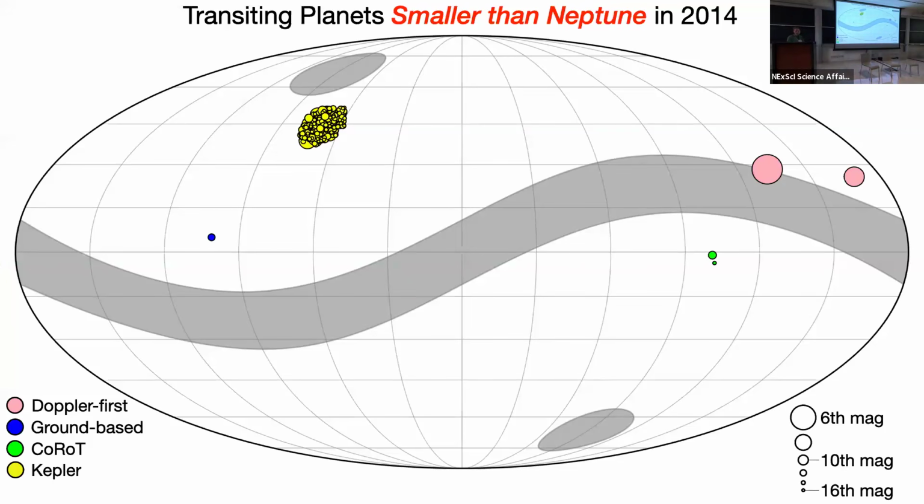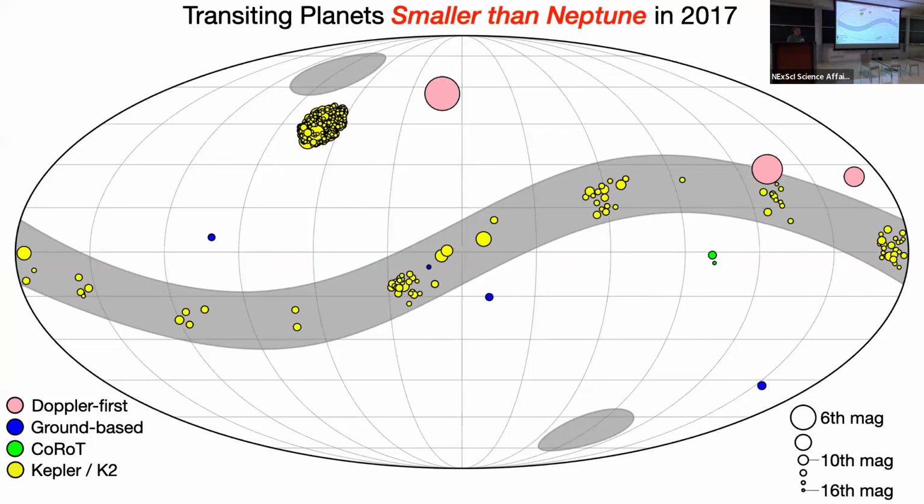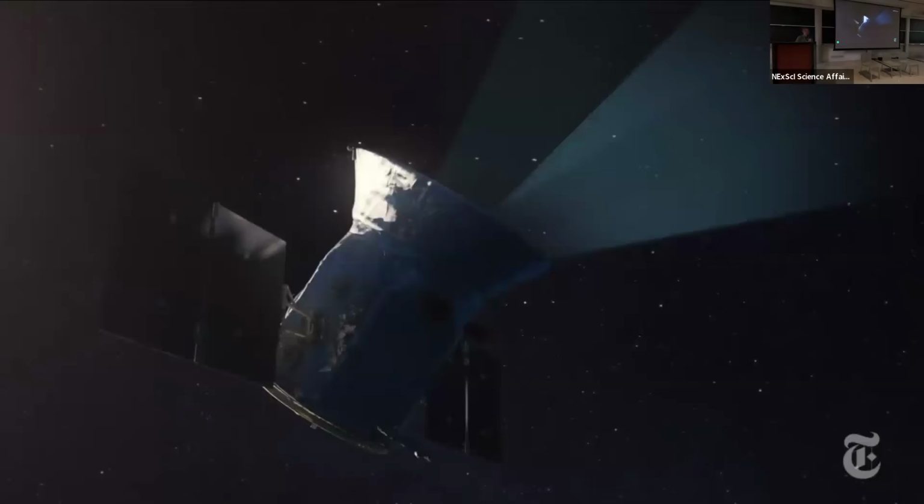Over the next few years, as I said, the K2 mission turned on and started observing these star fields around the ecliptic, and that was great. And 2018 was when TESS was launched.